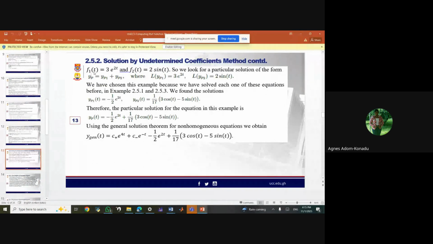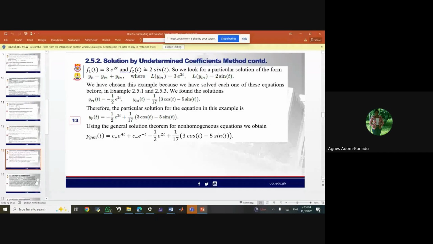So F1 is equal to 3e^(2t), and F2 is 2 sin t. So we look for a particular solution of the form. So this one, I have to look for some as well. This one is 3e^(2t), so my guess will be k e^(2t).